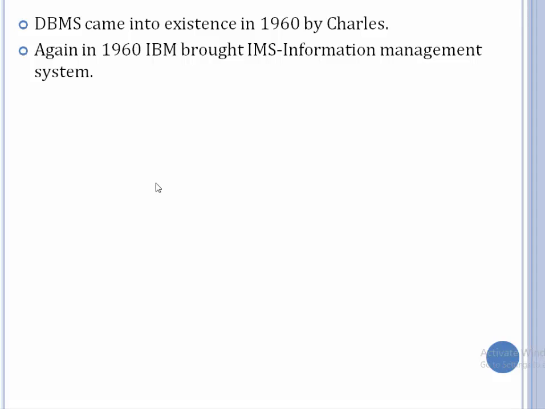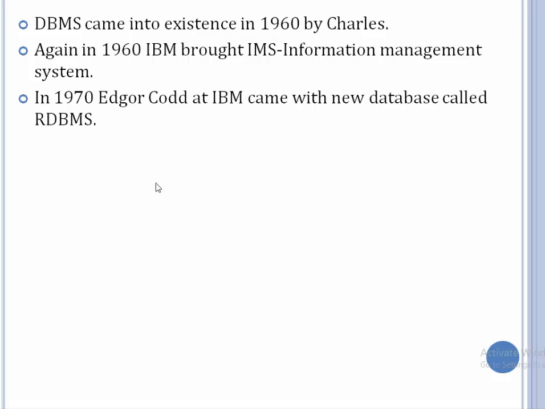Okay. And again in the year 1970, Edgar Codd at IBM came up with a new database, that is called RDBMS. In 1970, the programmer Codd designed a new database called the RDBMS. What is the expanded form of RDBMS? The expanded form of RDBMS is Relational Database Management System. That one was designed by Edgar Codd in the year 1970.